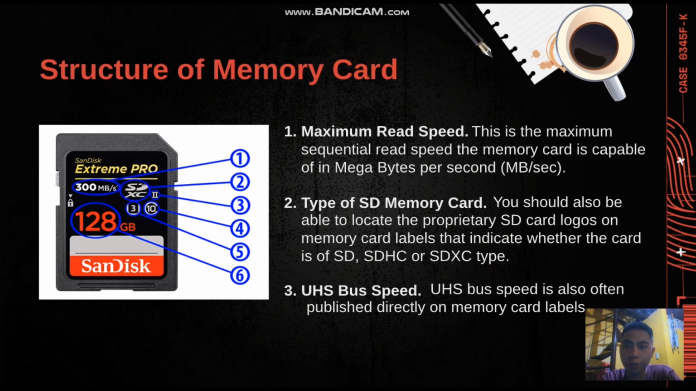So this is the structure of a memory card. First is maximum read speed. This is the maximum sequential read speed the memory card is capable of, in megabytes per second. So you can also see here, ma'am, number 1, SD cards currently come in 3 tiers describing memory capacity ranges. And so 300 MB, ma'am, and there are many more, 300 MB, 500 MB, and so on.